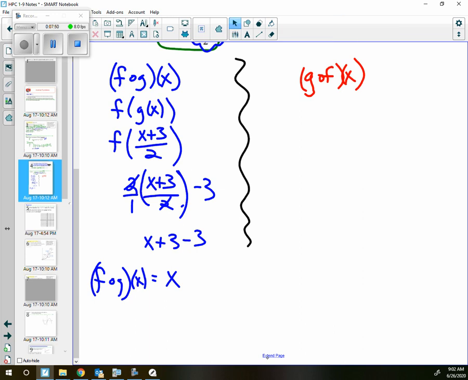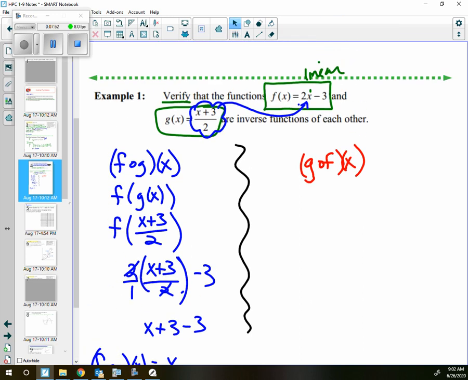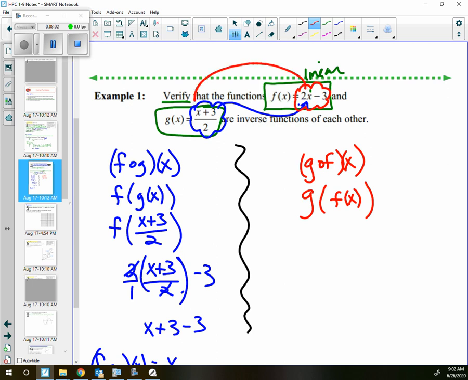Let's go the other way and double check that this is the case for g of f as well. Remember what that means. That means g of f of x. The second function gets substituted. So I'm taking this function f and replacing it in for the x in the function g. So I'm doing g of 2x minus 3. I'm going to substitute 2x minus 3 in for x. So in the g of x rule, I'm going to plug in 2x minus 3, and then we have the plus 3 and over 2.